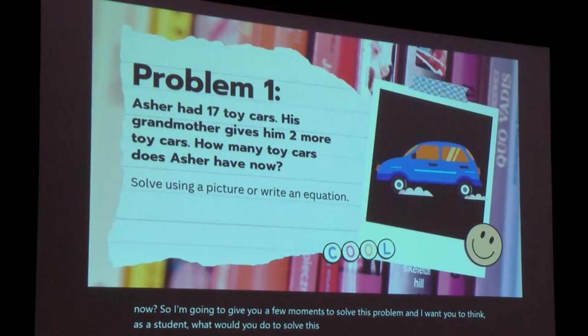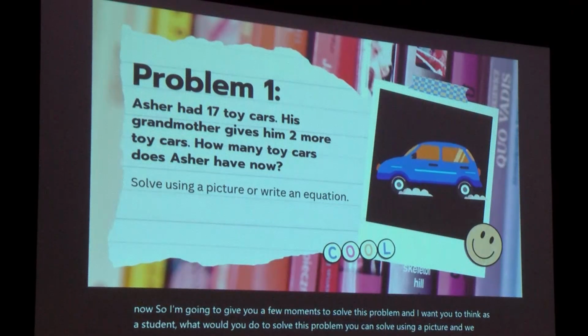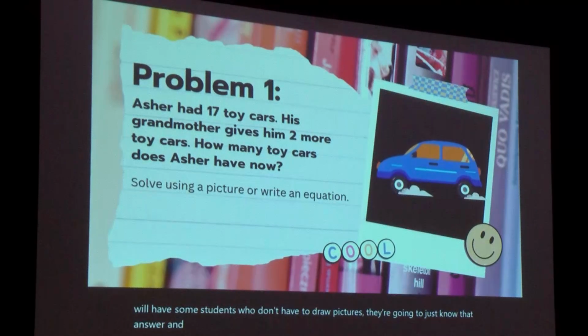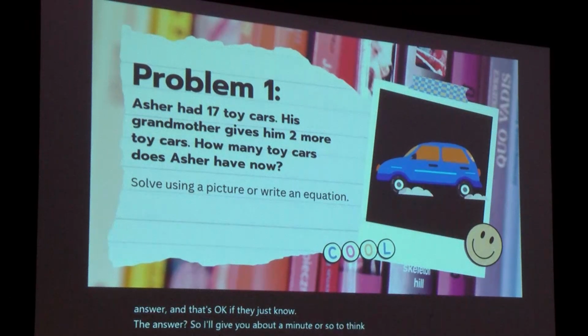You can solve using a picture, and we will have some students who don't have to draw pictures. They're going to just know that answer, and that's okay if they just know the answer. So I'll give you about a minute or so to think about how you would solve that problem.